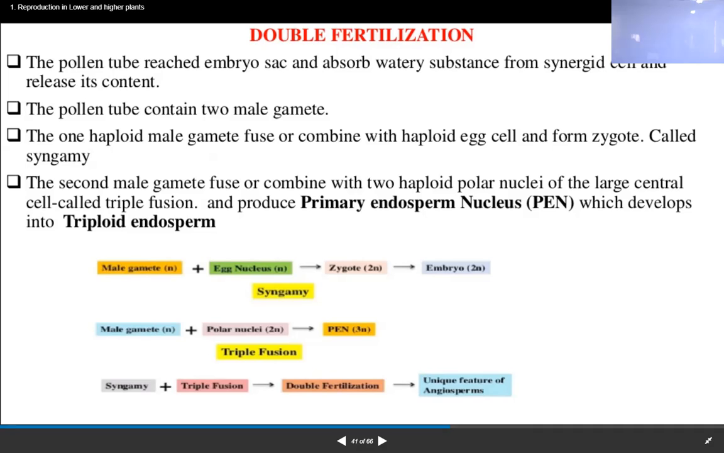Done, ma'am. Any doubt in double fertilization, Sejal? No, ma'am. Okay. Next is your... mouse is not working on screen.